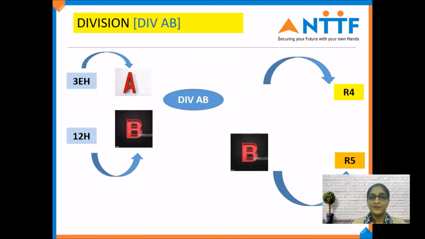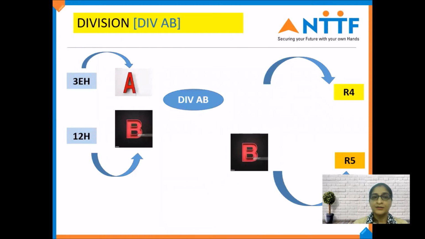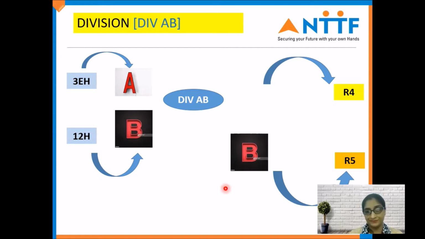As we have seen in the question, it is clearly specified that the input should be stored in 3EH and 12H, right? So the first input we need to take in 3EH, then the second one in 12H, as per the location given in the question. Now the next point: we cannot perform division if the data is present in a RAM location. We cannot do this directly. So what we need to do? We need to transfer this data to A and B.